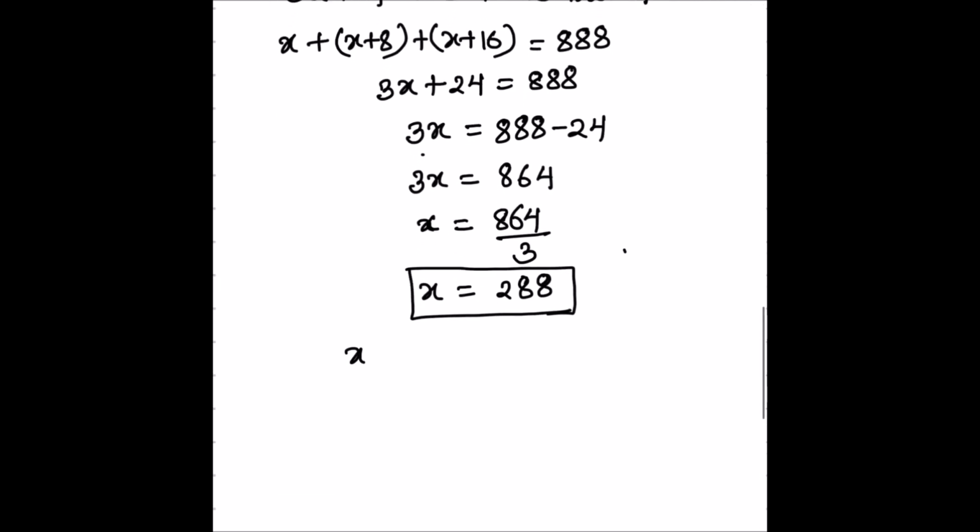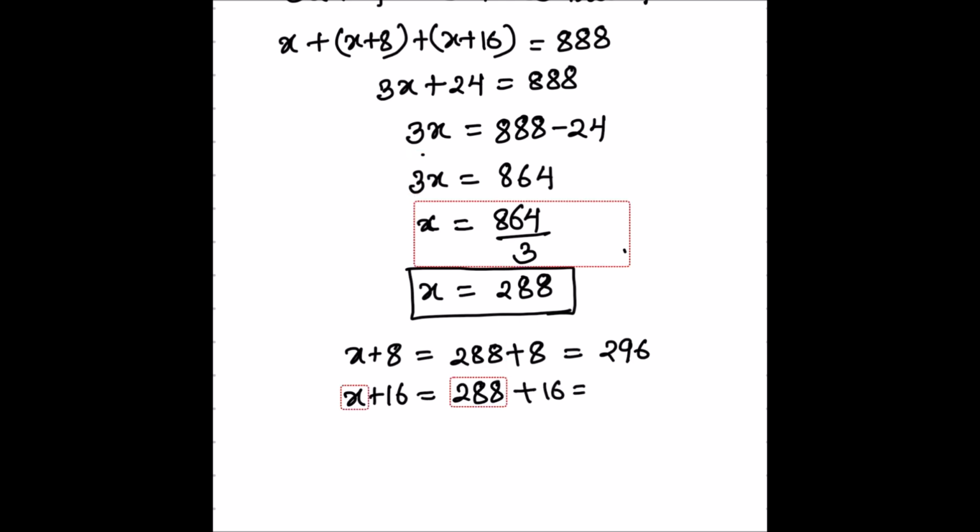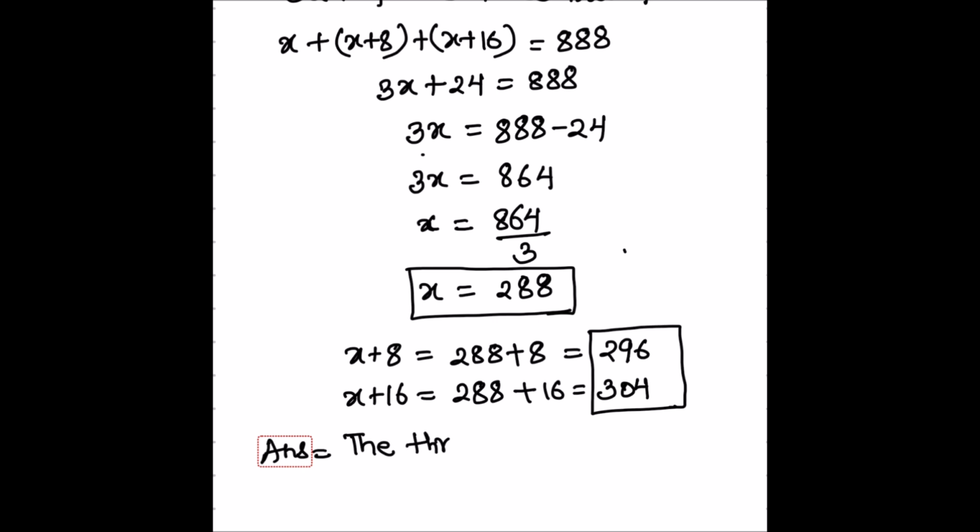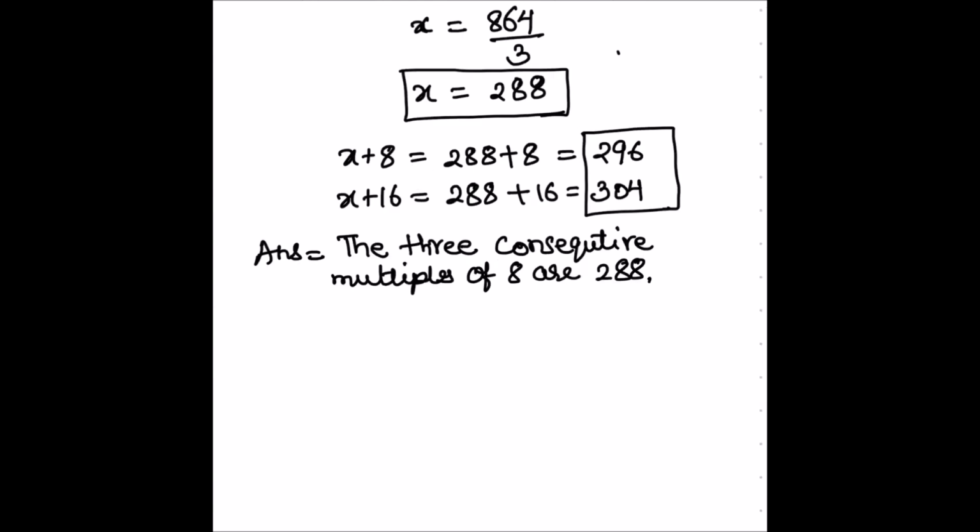So the second multiple will be x plus 8 which is 288 plus 8 which equals 296. And the third multiple of 8 will be x plus 16 which is 288 plus 16 which equals 304. These are the three consecutive multiples of 8. Let's write the final answer. The final answer will be the three consecutive multiples of 8 are 288, 296 and 304.